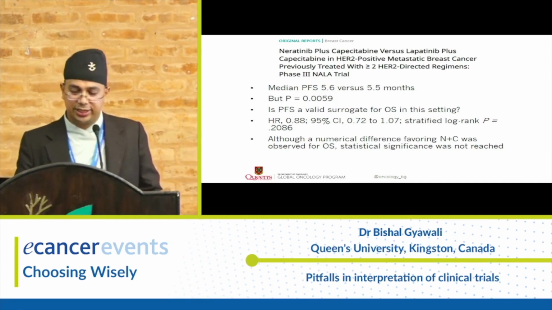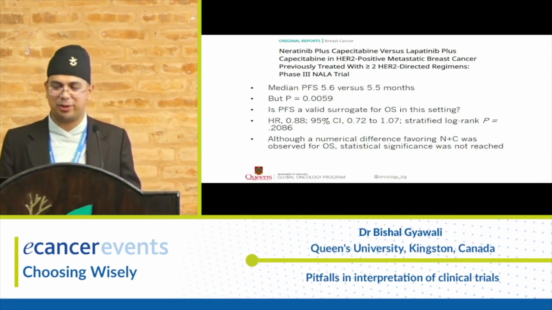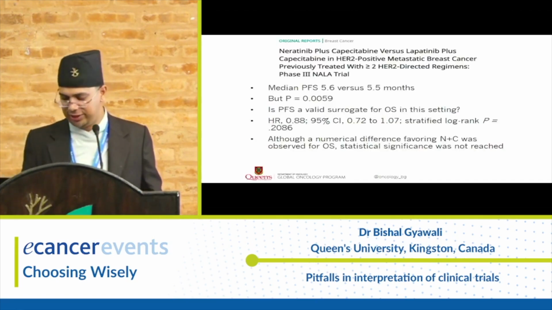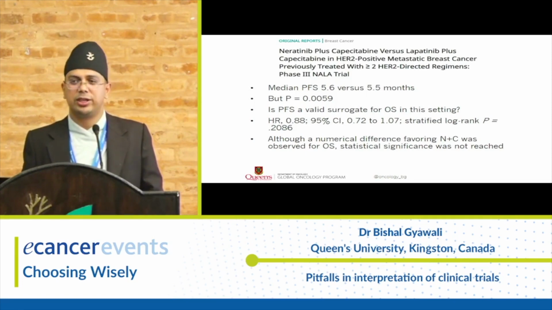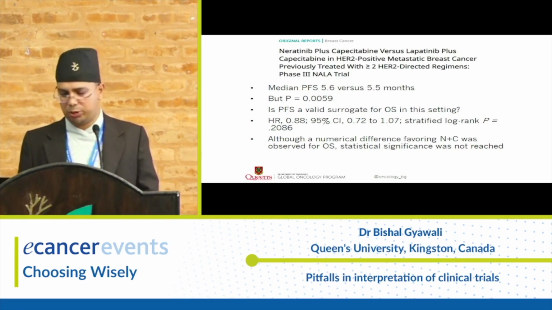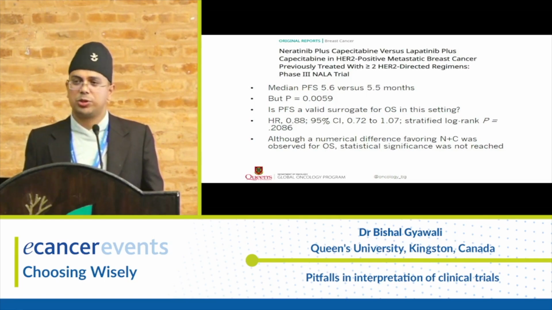But they write it as, although a numerical difference favoring this new drug was observed, statistical significance was not reached. This is just a way of making us fool. The correct conclusion here is, it does nothing for the patient. Overall survival does not improve. PFS improved by 0.1 month, which is just a fluke. And we should not be using this drug. It's very toxic for the patient.